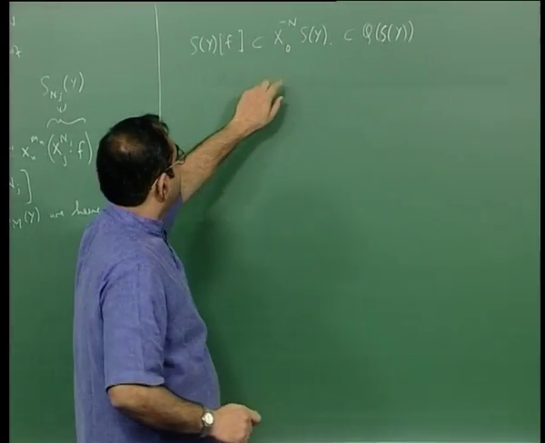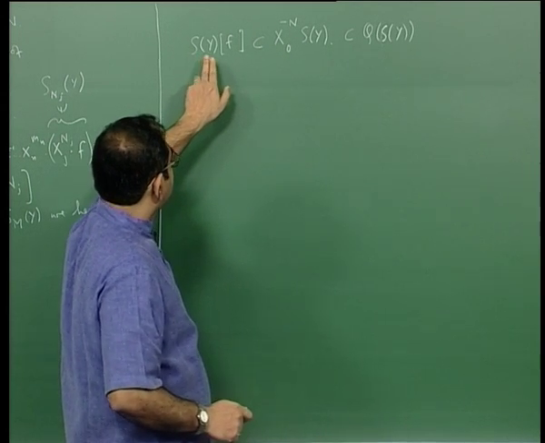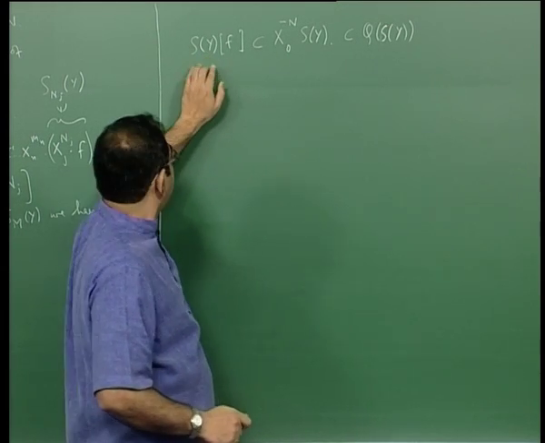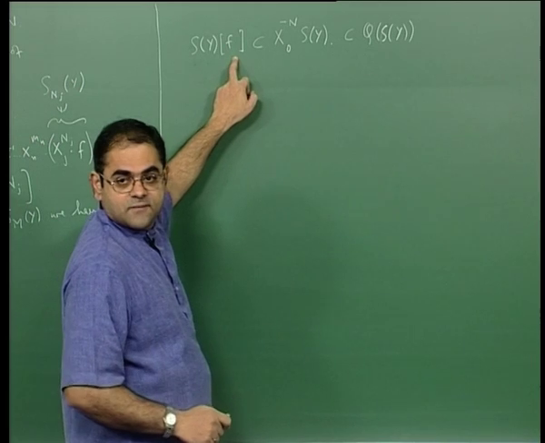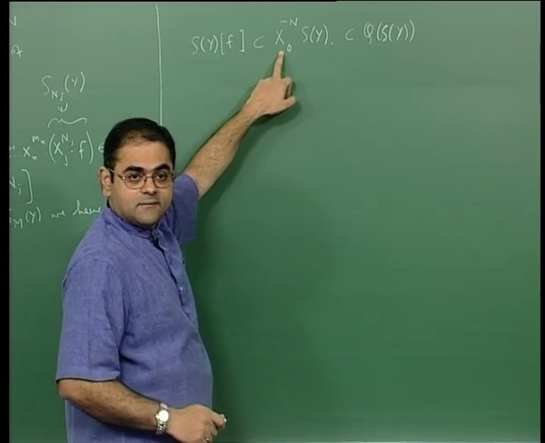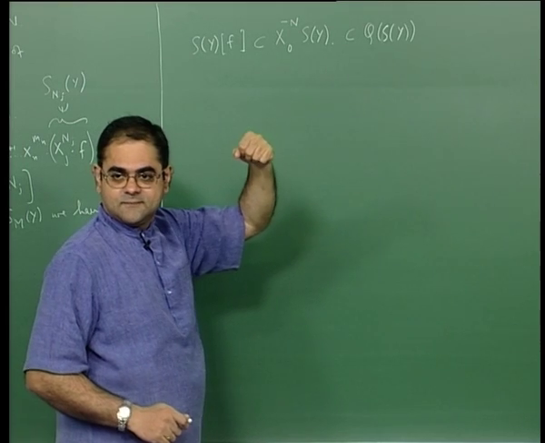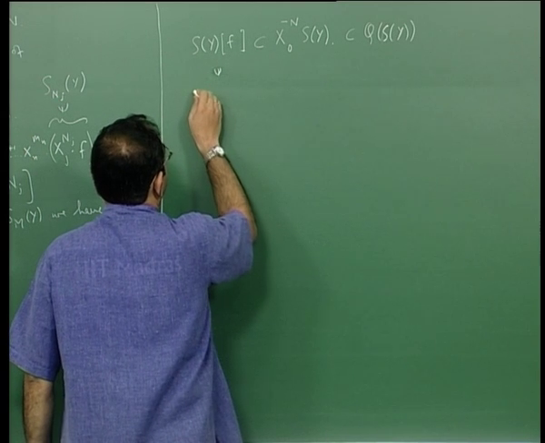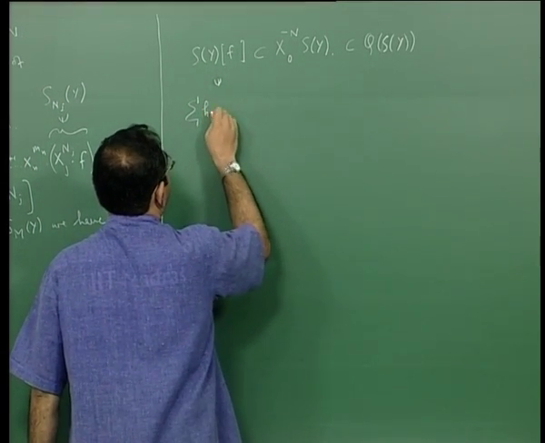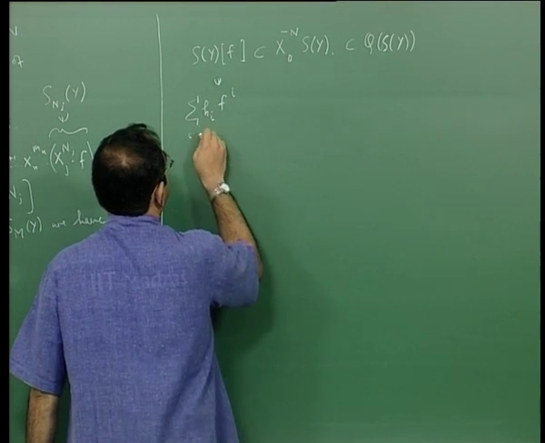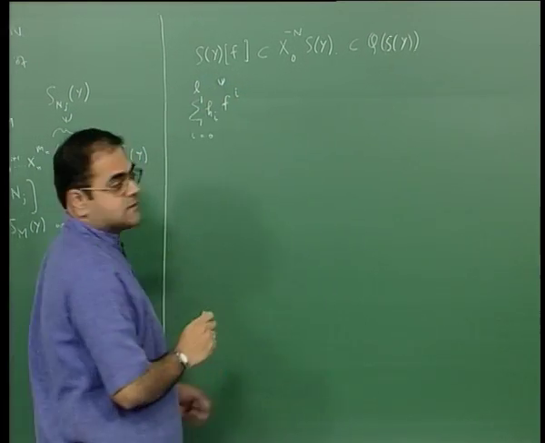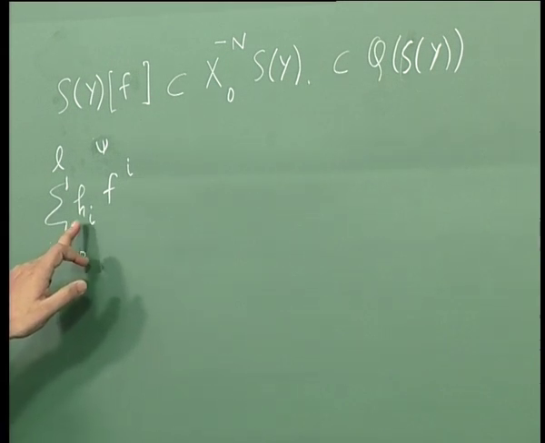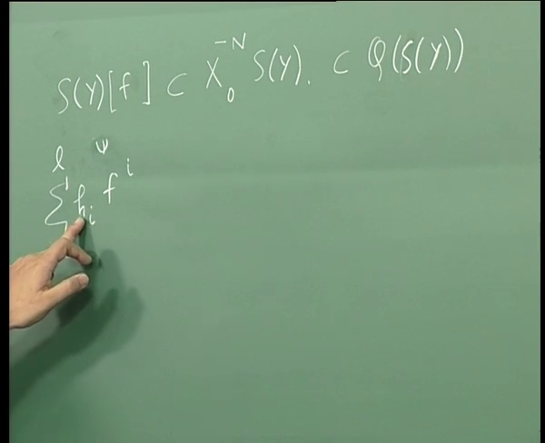This is because you see, you take any element here and multiply by f, and if you further multiply by x naught power n, the result is going to go into S Y. Any element here is going to look like sigma h I f power I, I equal to 0 to some L. And you see, each h I is in S Y.